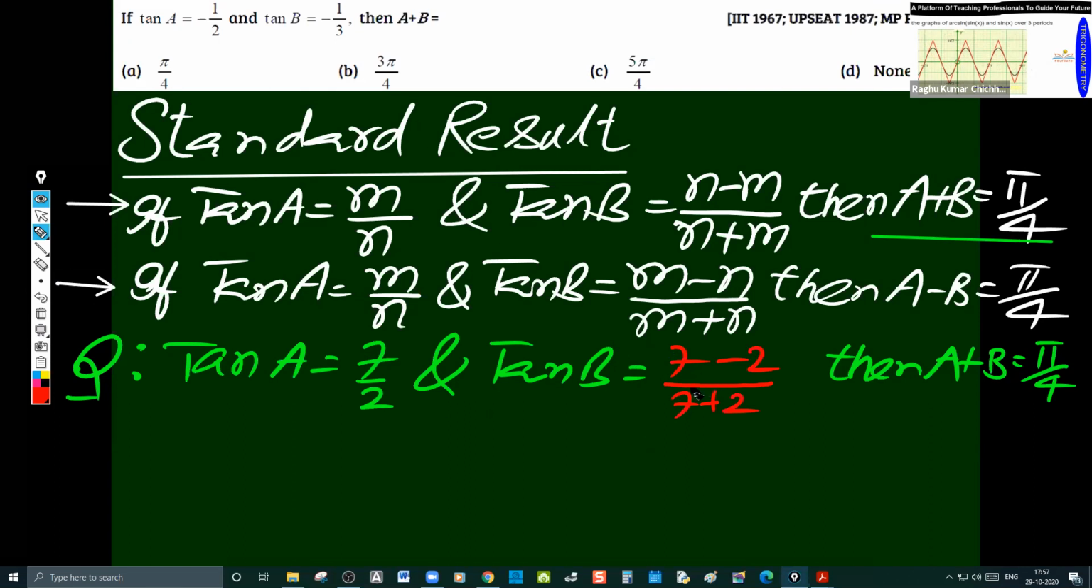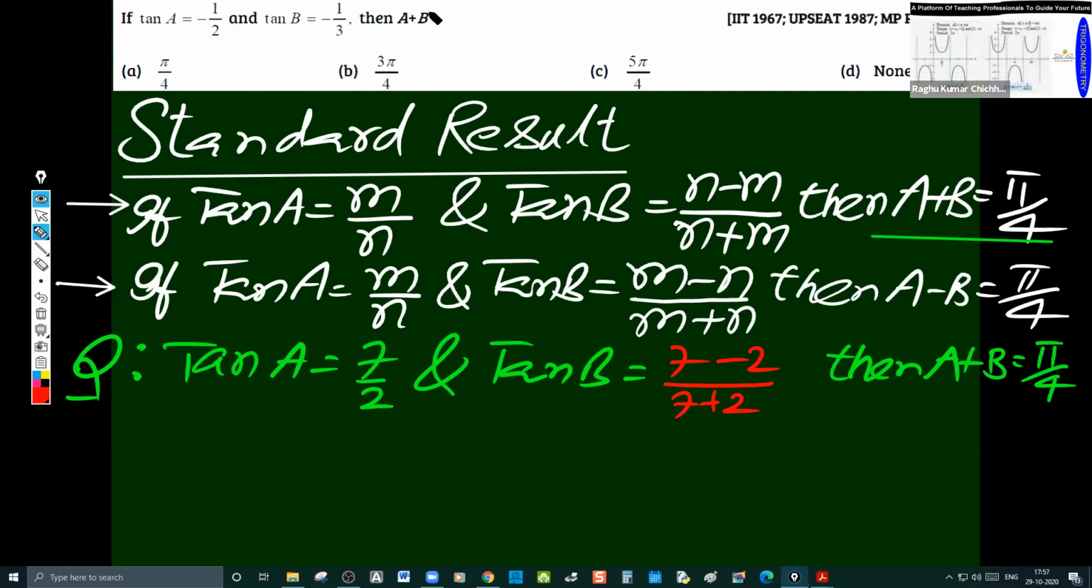So if you come across this type of question, how do you check whether it is pi by 4 or not? For example, I'm going here. Tan A is 1 by 2. I'm checking tan B. Of course, minus is there. That minus depends again on the quadrant. It is common sense. You will do that. But definitely it will not be pi by 4, because both are minus here.